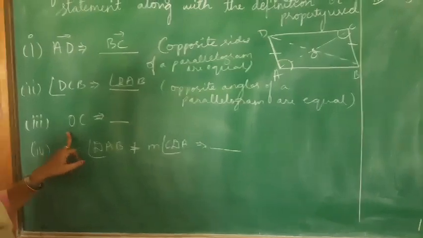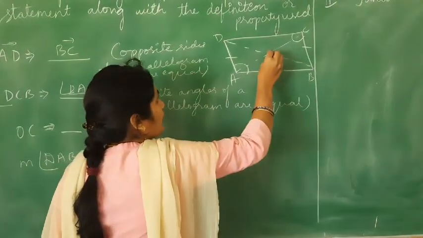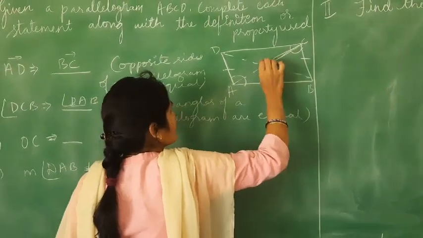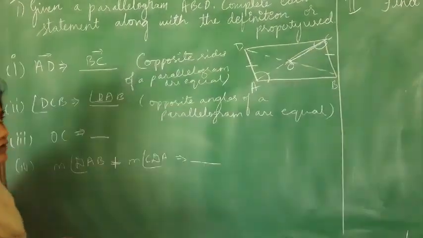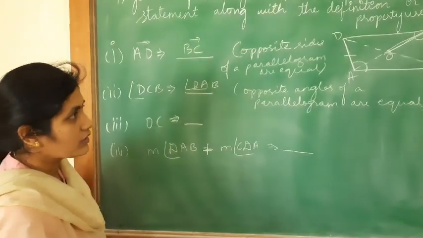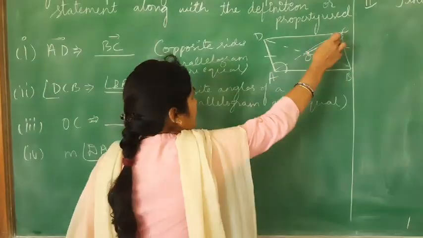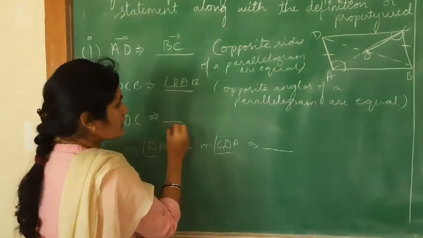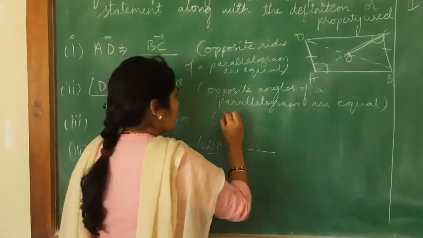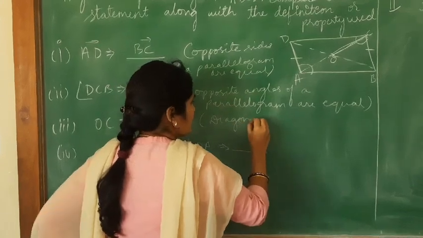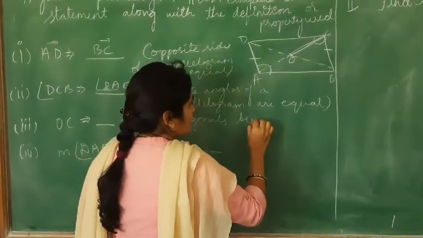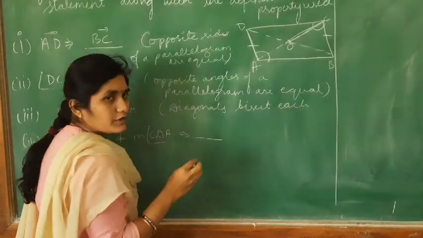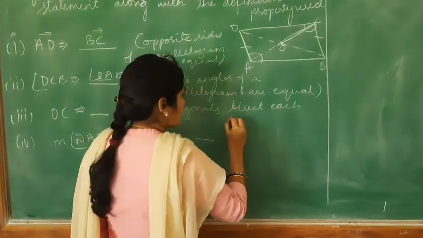Next one, OC. OC is part of the diagonal. Here the diagonal is OA and this is half of the diagonal. Here in a parallelogram, diagonals bisect each other. That means this diagonal divides this diagonal exactly into two equal halves. So OC is equal to OA. Diagonals bisect each other. Bisect each other means it divides the other diagonal into two equal parts.